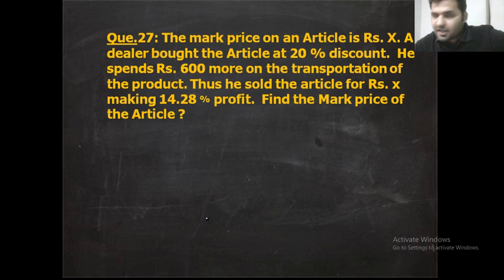The mark price on an article is rupees X. A dealer bought the article at 20% discount. He spends rupees 600 more on the transportation of the product. Thus, he sold the article for rupees X, making 14.28% profit. Find the mark price of the article. What will be the answer of this question? So what will be the answer of this question, guys?